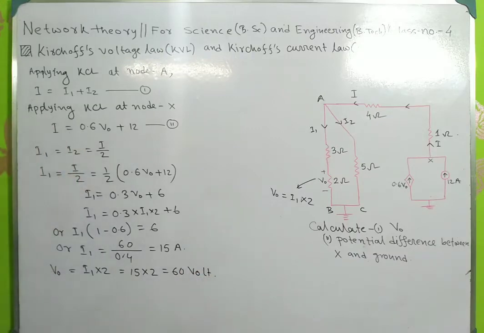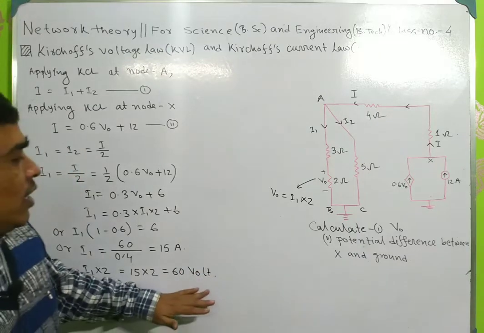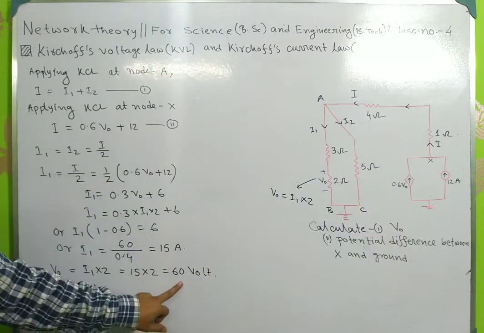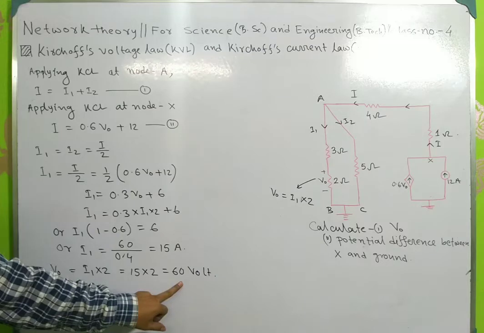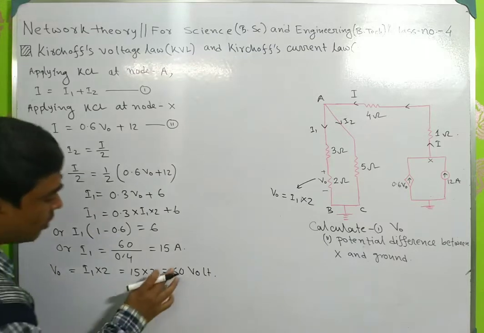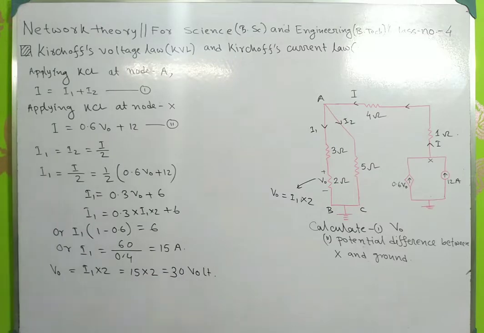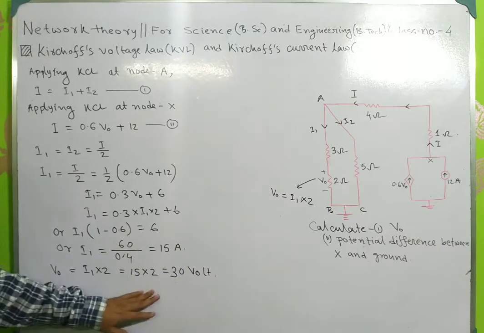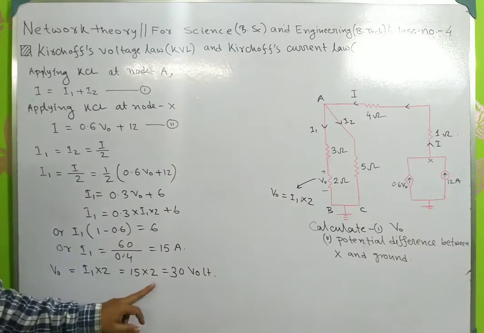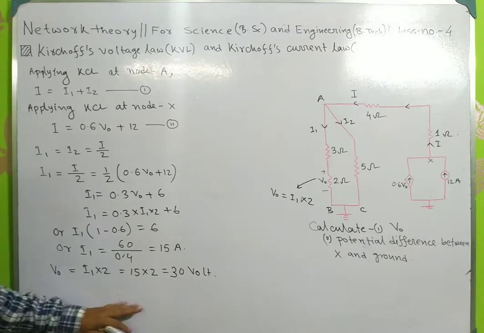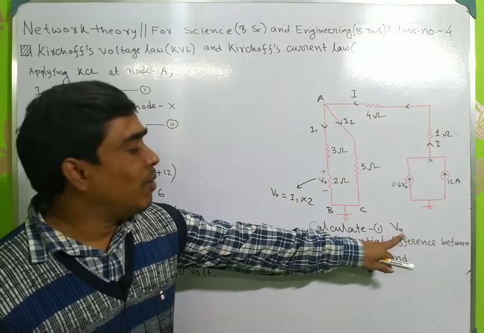So I have calculated the value of V0. The value of V0 is 60 volt, no, not 60 volt, this will be 30. So this is 30 volt. Okay, 15 multiplied by 2 equals 30, not 60. Okay, now this is the first question, what will be the value of V0.